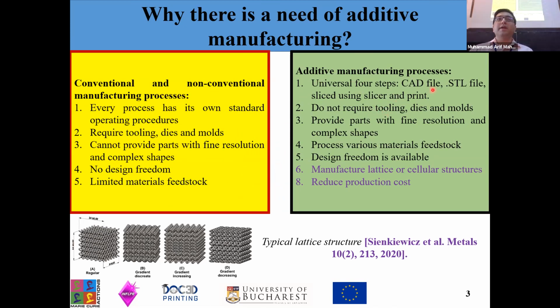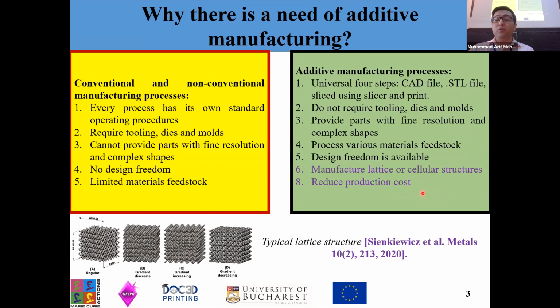The first thing is that this process is universal. First we have to generate a CAD file. We convert the CAD file into an .stl file. Then we slice this file using slicer software and we print. They do not require tooling, dies, and molds. We can print parts with fine resolution and complex shapes. We can produce materials with various feedstocks. The design freedom is also available in additive manufacturing.